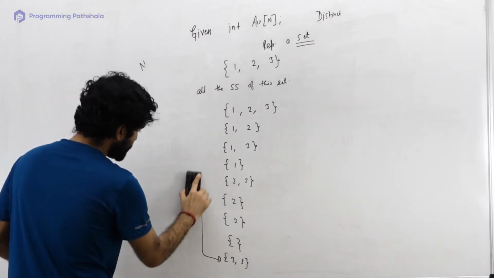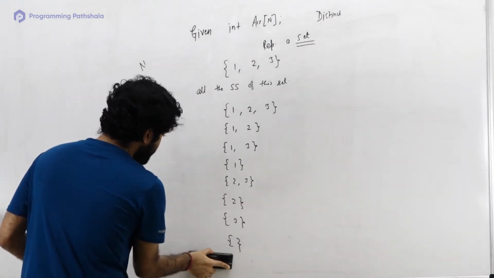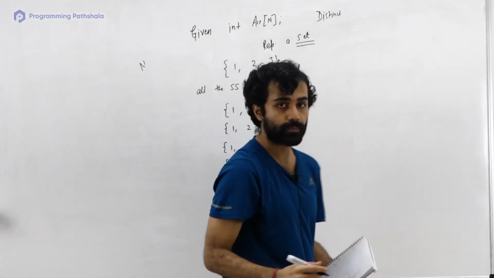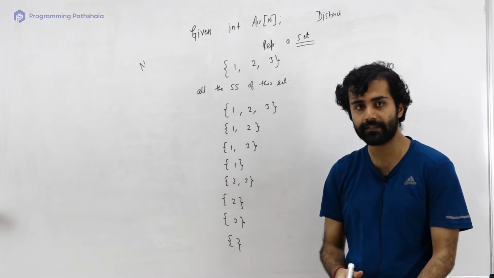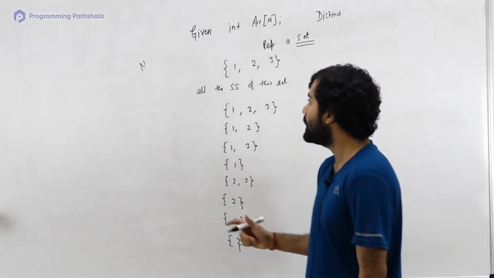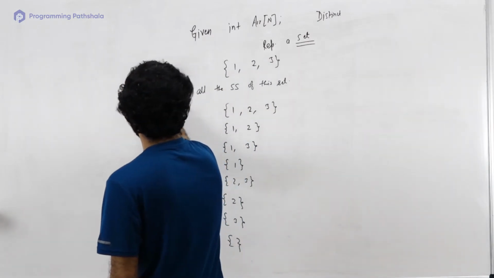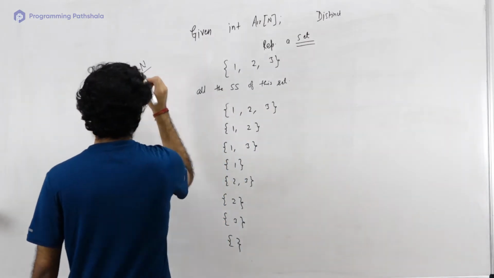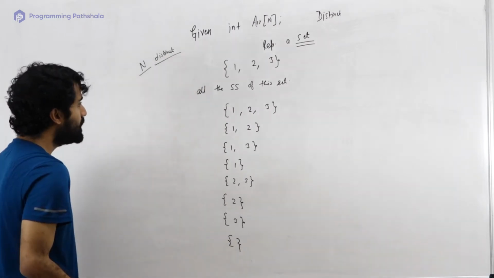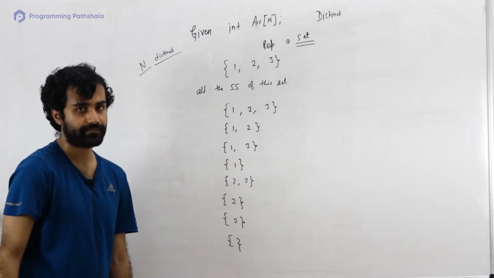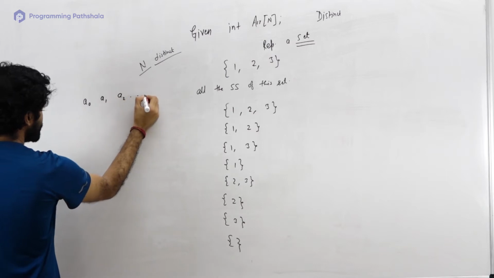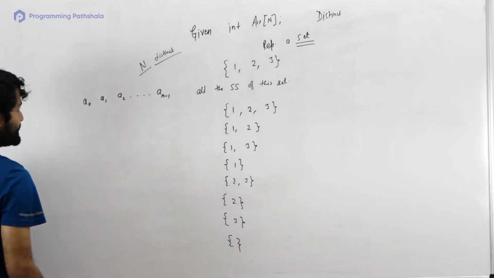Cool. So this particular input had 8 distinct subsets, which are represented over here. Another thing that I asked you guys is, how about solving this problem for a generic case? Let's say there are n distinct elements in my set. So how many subsets can I have? Let's say your elements are A0, A1, A2, and so on till An minus 1, which is the last element.